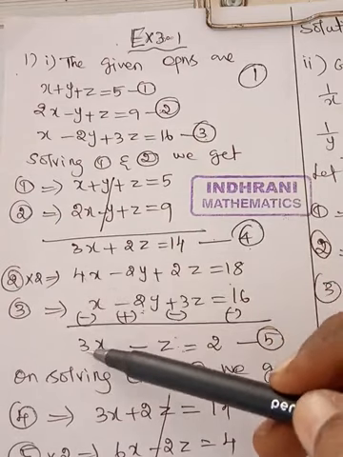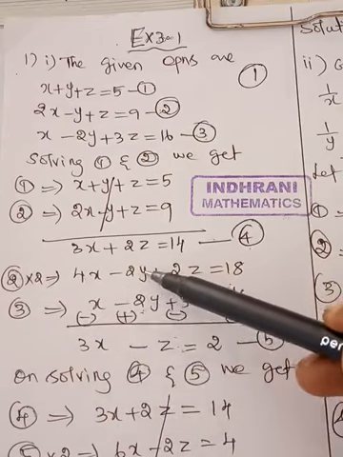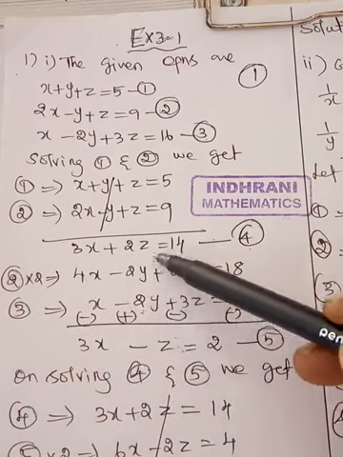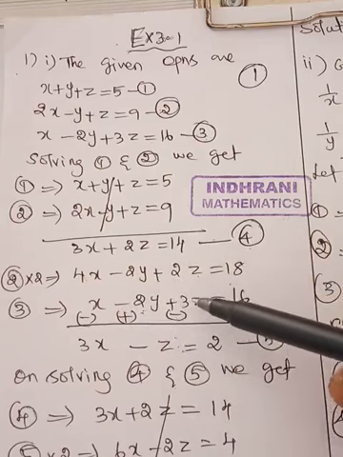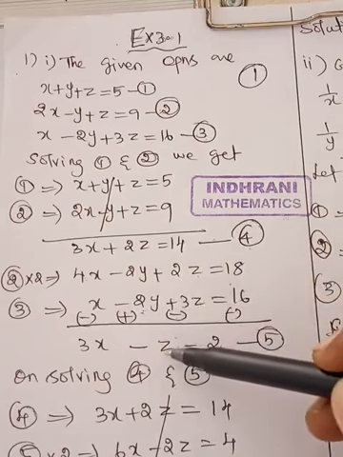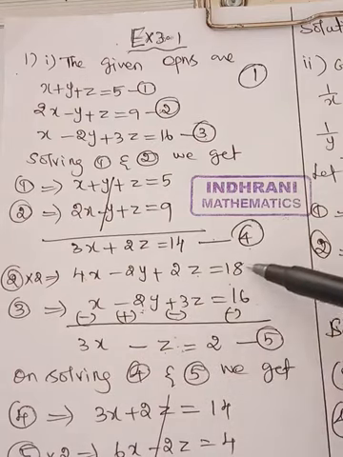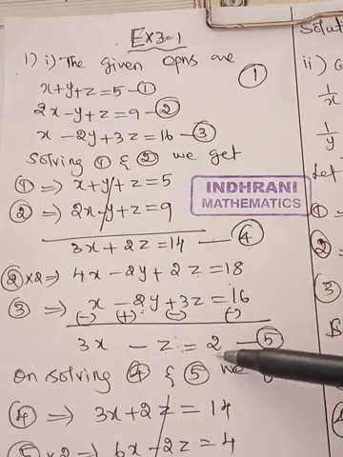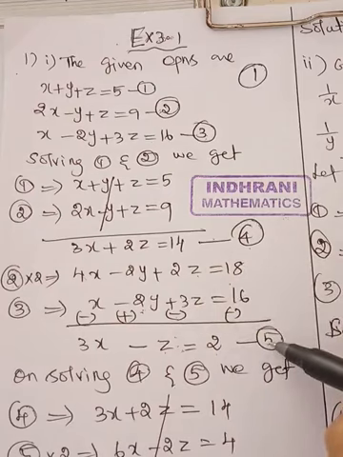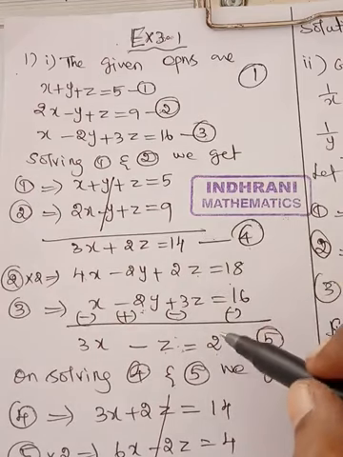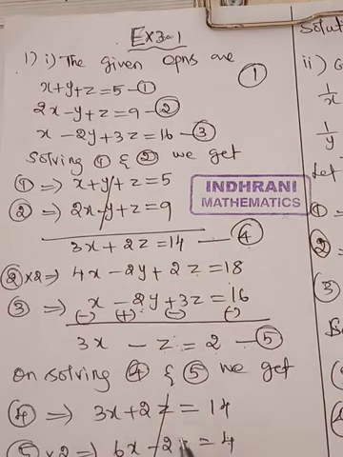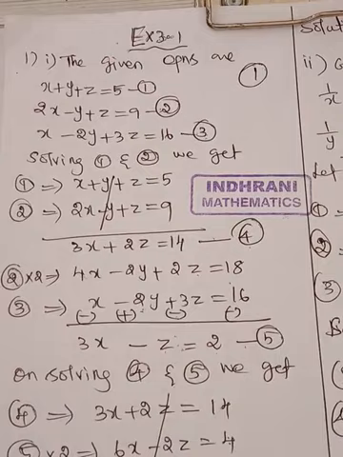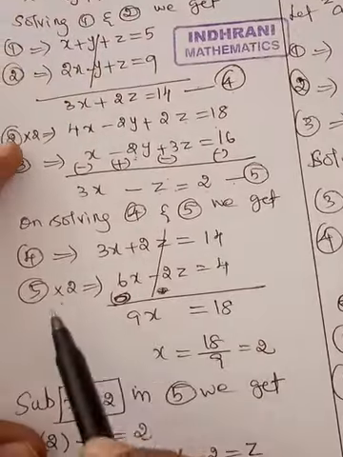4x minus x is 3x. Minus 2y plus 2y get cancelled. Plus 2z minus 3z, minus z, equal to 18 minus 16. The answer is 2. This is called equation number 5. So now solving equation 4 and 5, you will get x and z. So I am going to consider equation number 4 and 5.